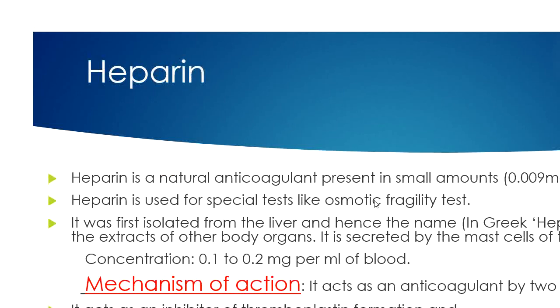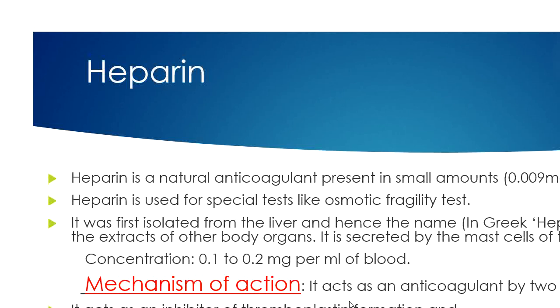Now heparin, a natural anticoagulant, the second group of anticoagulants. Heparin is a natural anticoagulant present in small amounts in our body, about 0.009 milligram per 100 ml of blood. It is used for special tests like the osmotic fragility test. It was first isolated from the liver, hence the name heparin; hepar means liver in Greek. The concentration used is 0.1 to 0.2 milligram per ml of blood.